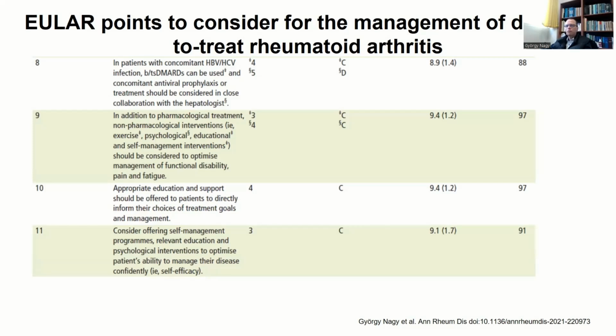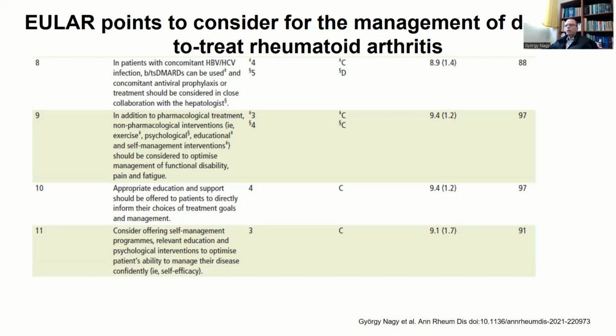And that's the reason why hepatitis B and C represent a separate recommendation, and we recommend that in patients with concomitant hepatitis B and C infections, biological or targeted synthetics can be used, and concomitant antiviral prophylaxis or treatment should be considered in close collaboration with the hepatologist.